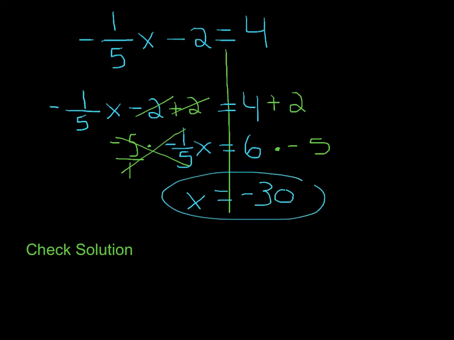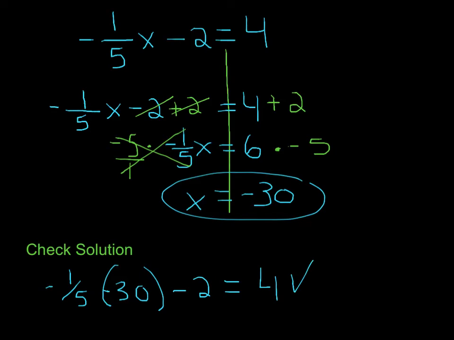Don't forget to check. Negative 1/5 times negative 30 is a positive 6, and a positive 6 minus 2 equals 4. So it works.